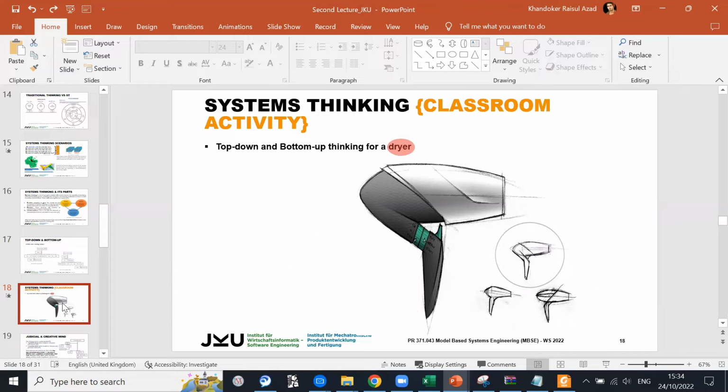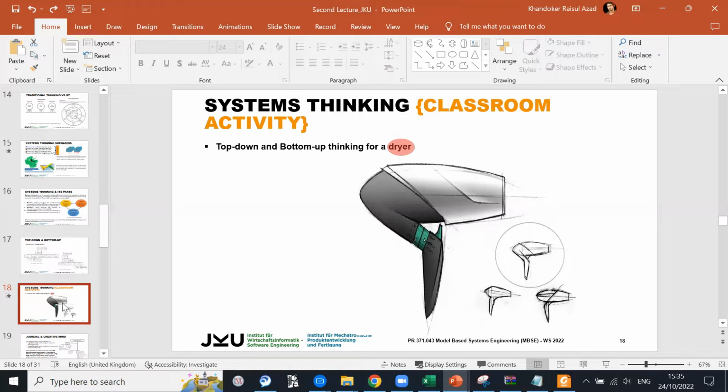What do you think we are going to need? Last lecture I told you that dryer means actually many things. I don't know, a hot gun is also a dryer. Then how we are drying the clothes, that is also a dryer. So the name supposed to be here is hair dryer.